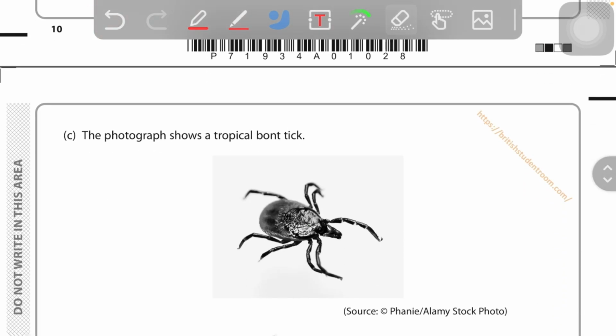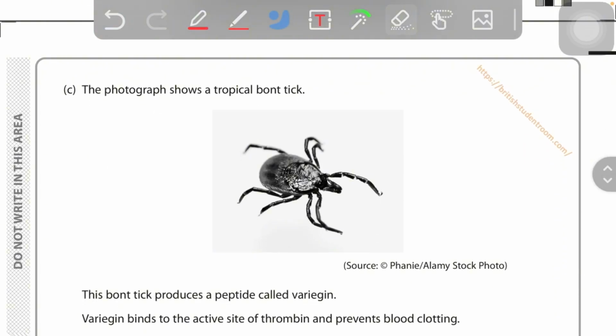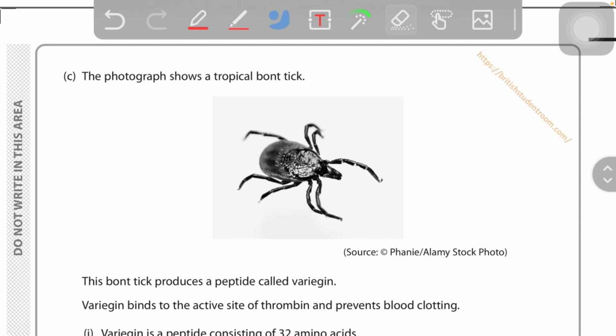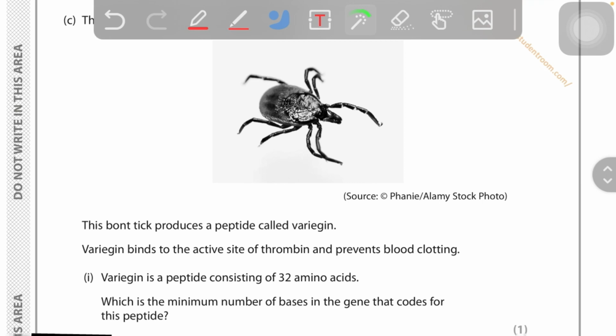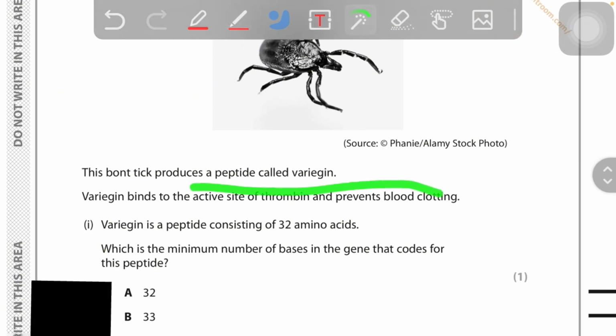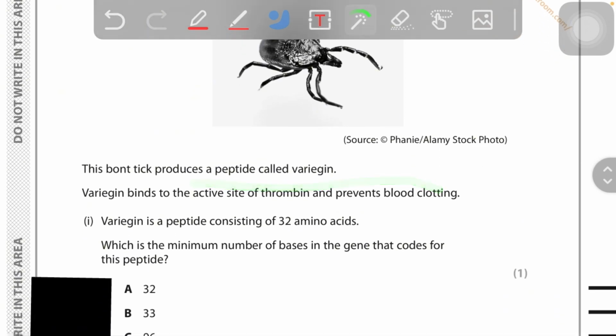Okay. Question number 3 C. The photograph shows a tropical bont tick. This tick produces a peptide called variegin. Variegin binds to the active site of thrombin and prevents blood clotting.